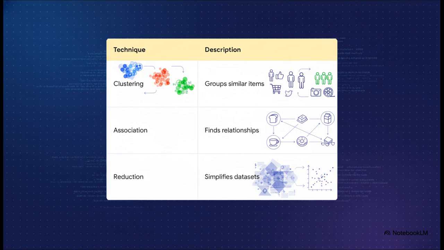are. Finally, there's dimensionality reduction. This technique strips away the noise, simplifying massive, highly complex datasets down to their principal variables. It keeps the critical info intact while drastically improving processing performance.